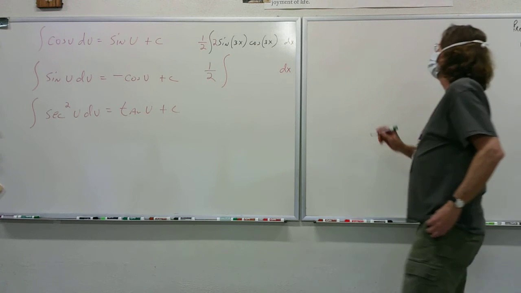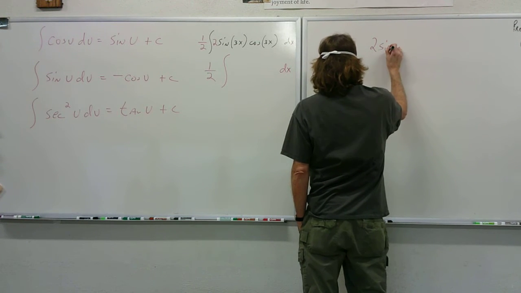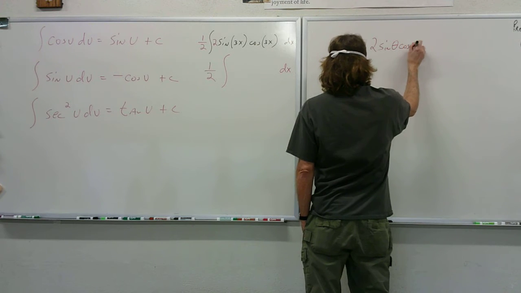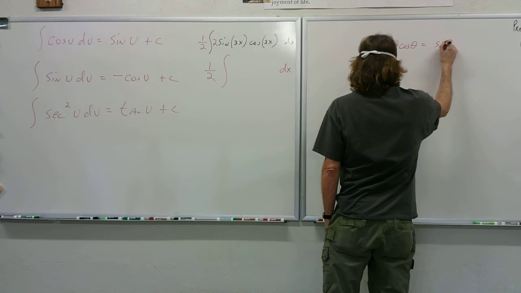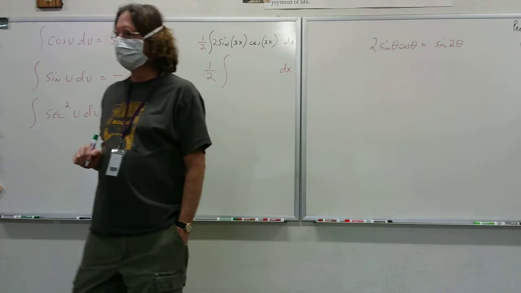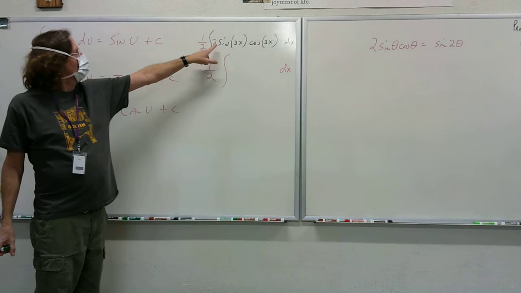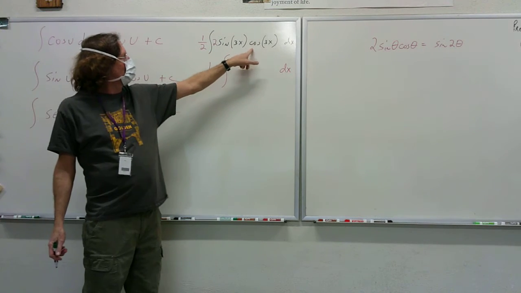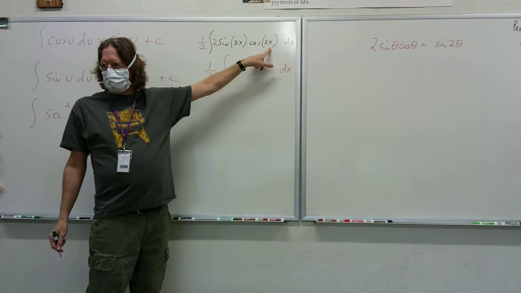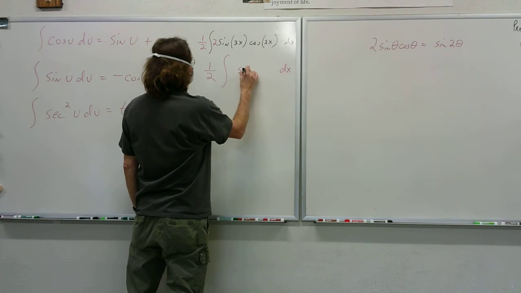All right, 2. I'm not going to make fun of you. Sine theta cosine theta equals sine of 2 theta. See, that's the reason I put the 2 there. I got 2 sine theta cosine what? Theta. So that equals sine of 6x.